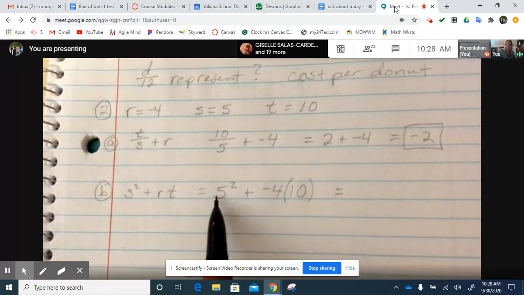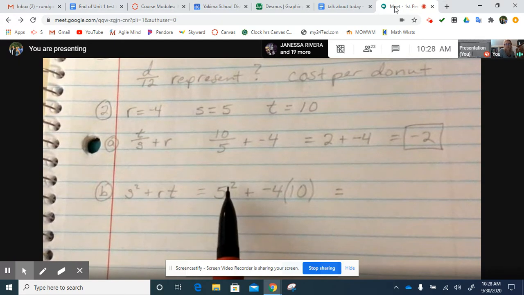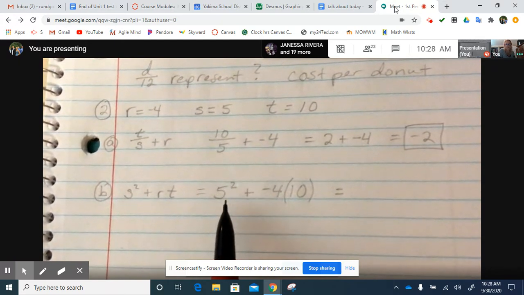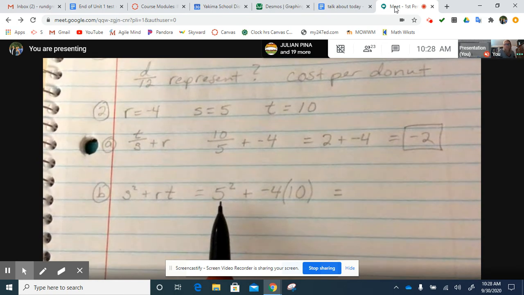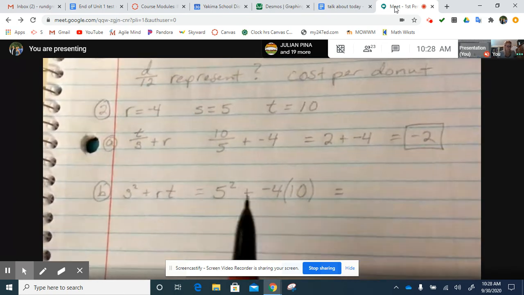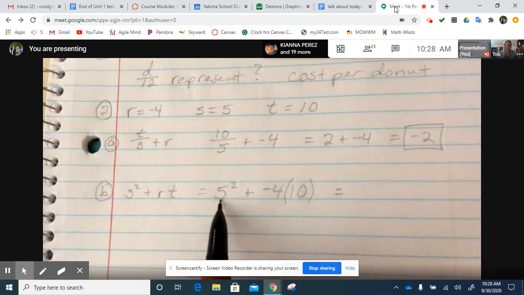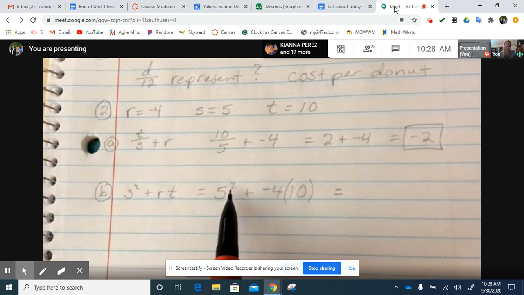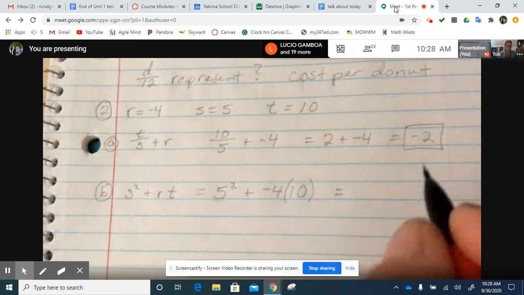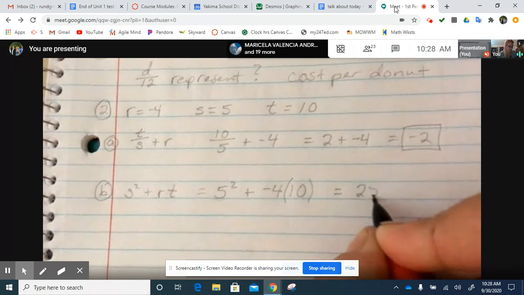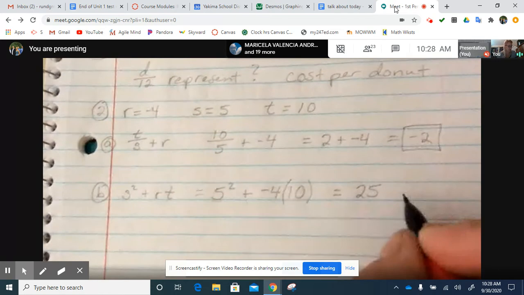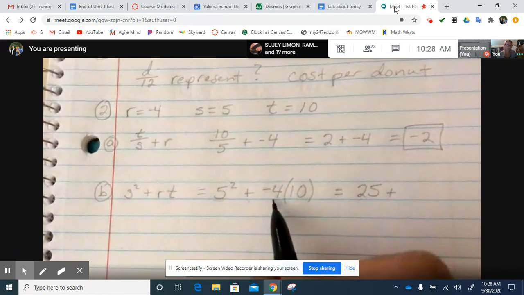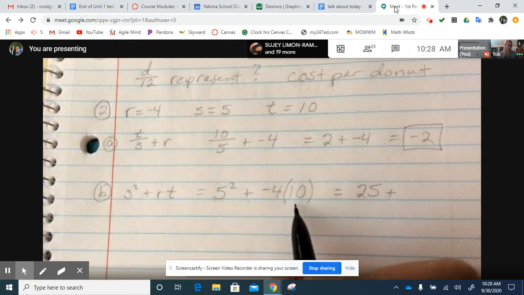So what is 5 squared, or can somebody tell me what 5 squared means? 5 times 5, that's right. This is our base of 5, and we're multiplying it by itself 2 times. So 5 times 5, which I heard the answer, 25. And then plus negative 4 times 10.